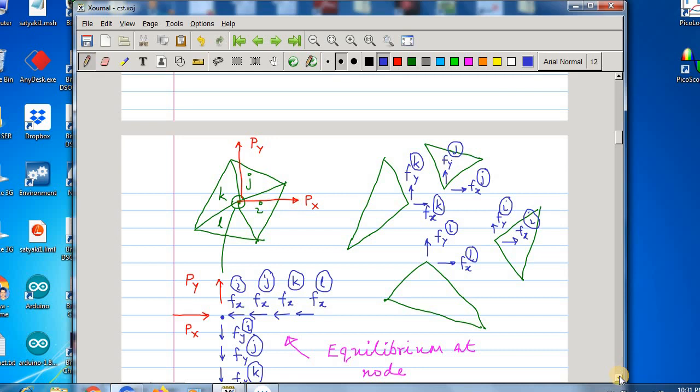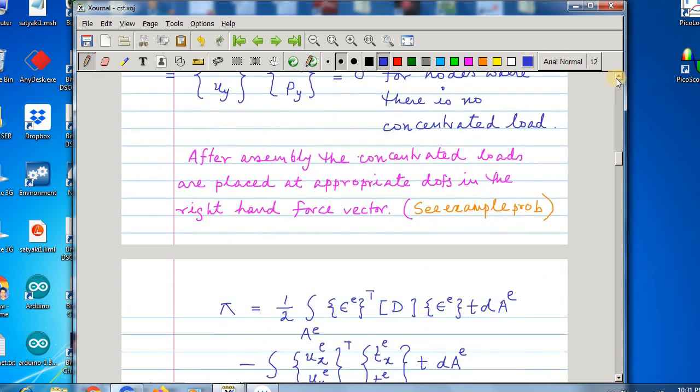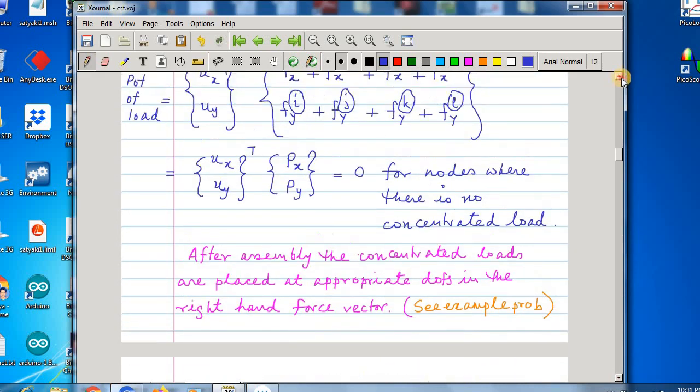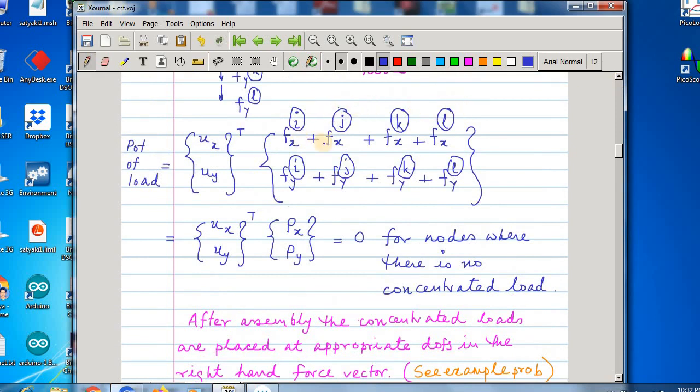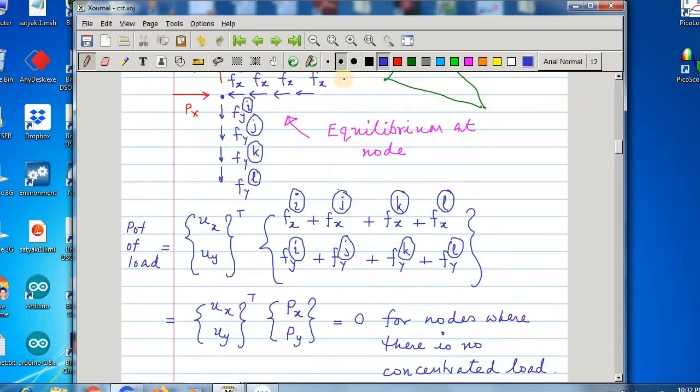and if at this node there is no external force, then this would become 0, because the summation of all these forces is 0 if there is no external force. And if there is external force, then the sum of this is the external force Px and the sum of this is the external force Py. So if there is an external force at that node, then after assembly you have to put these external forces at the appropriate degrees of freedom.